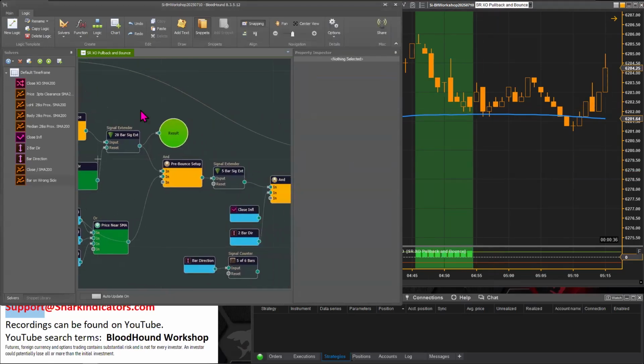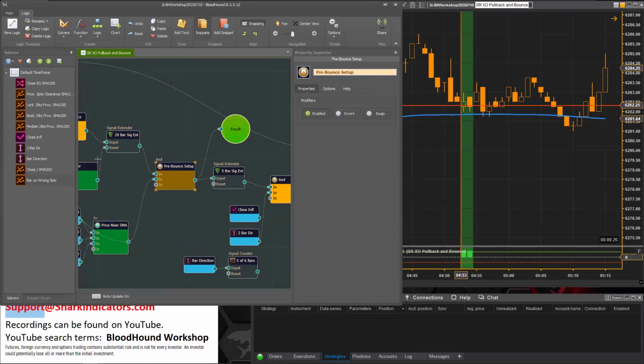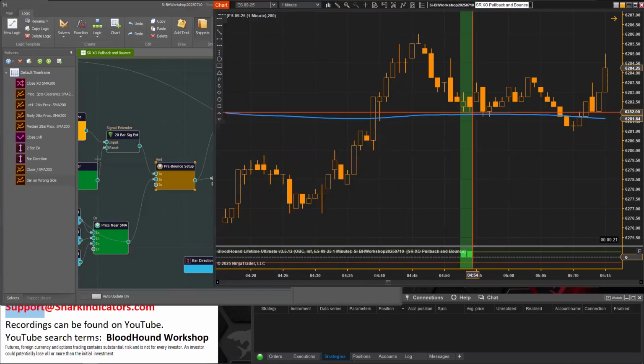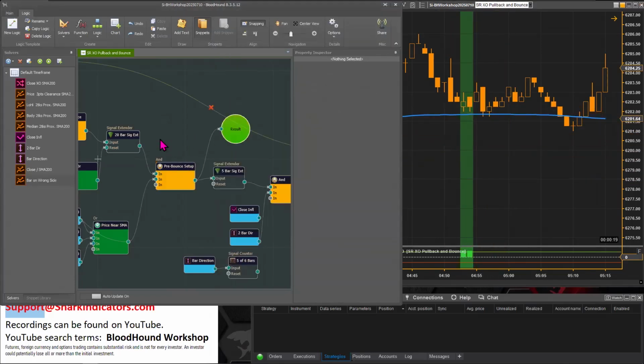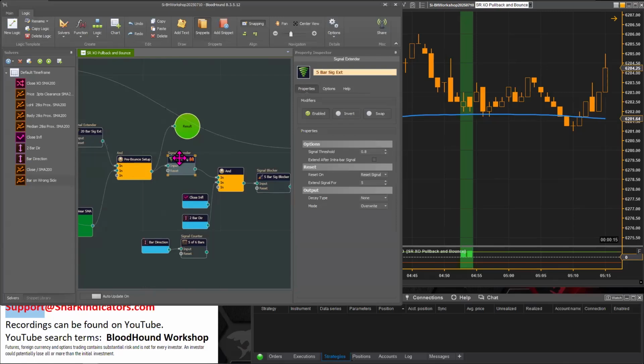So now the next thing to verify is, do we actually still have an output here? And yeah, there we go. So we have a 2-bar output here, right? 2-bar output that gets fed into this signal extender, like so. And let me turn off the snapping. There we go.